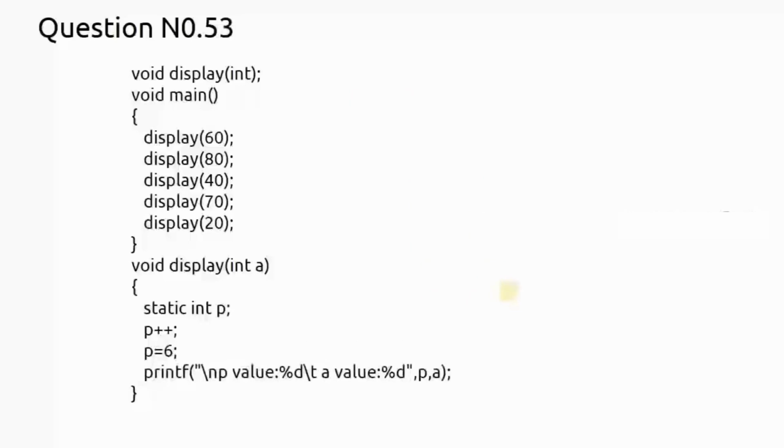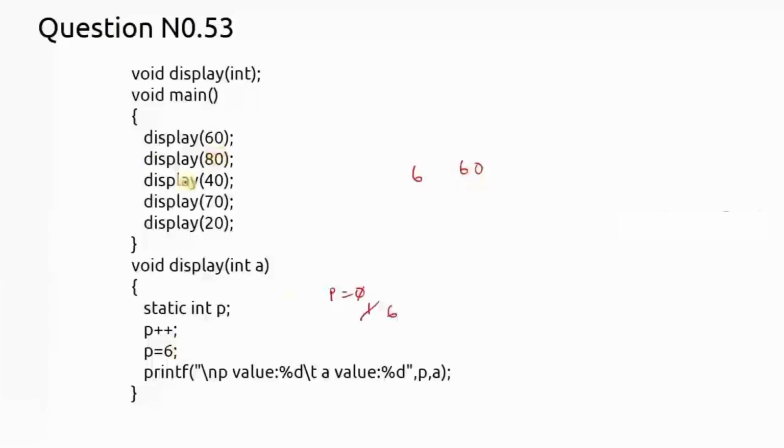Now coming to this question, what will be the output? Where are the changes? Static int p is there. After incrementing, you are assigning here. Now what happens, we'll see. Static int p means initially p value is 0 of course, but with p plus plus it will become 1. But now what you are doing here is p equals 6. Now this 1 is replaced by 6. Now p value is 6. So 6 comma 60, you will get it.